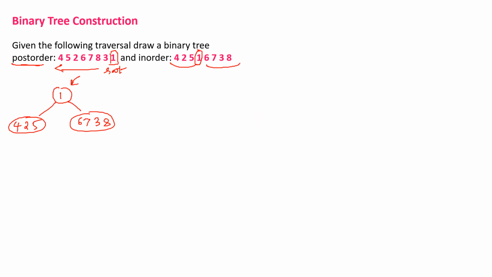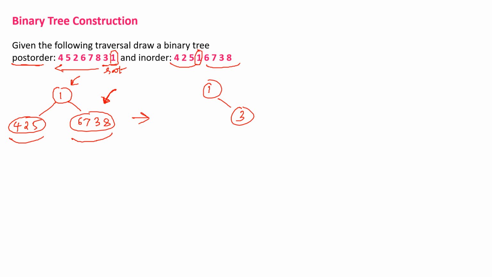Here the root node is 1 and the left subtree contains nodes 4 and 5, and the right subtree contains nodes 6, 7 and 8. Now we are supposed to identify which node is the parent here. So for that, check the post order from the end. We have identified the root node. The next node here in the post order traversal is 3. So that means here in the right subtree 3 is the parent. So 1's right child is 3.